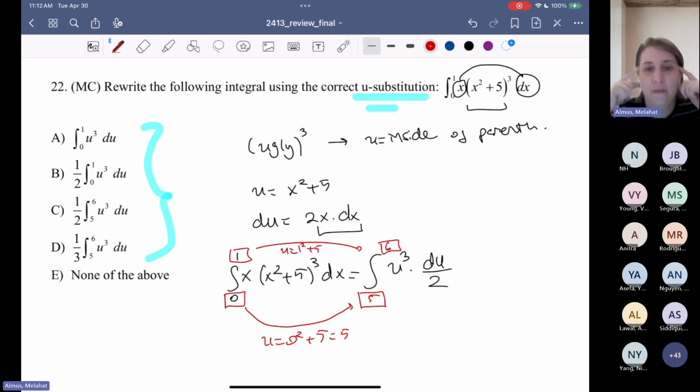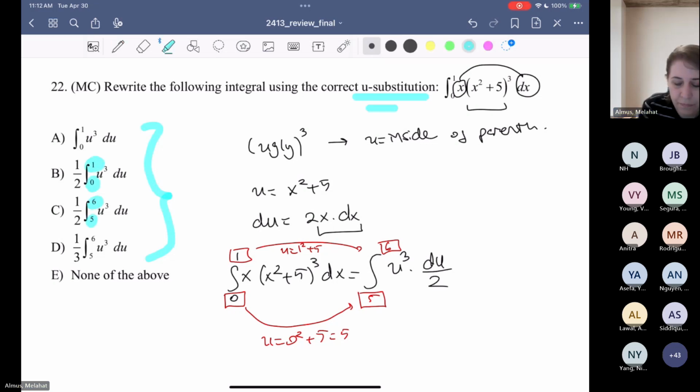So we're looking at the choices for an integral in terms of U. It should have integral of U cubed du over 2. 1/2 can be pulled out, but very important, the correct limits are 5 to 6. So do you see the difference here? Okay, be careful. This is the right answer. We must change the limits according to the rule that we declared. Is that clear? That's a tricky part.